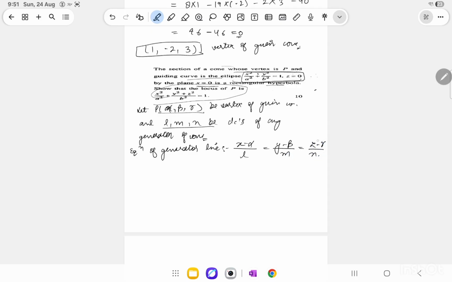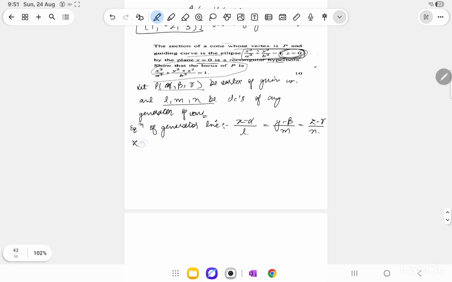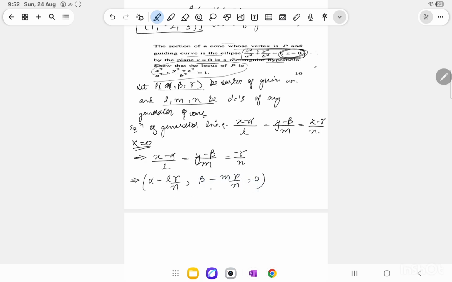So if this is my generator line, it must be intersecting the guiding curve somewhere. So if it is intersecting guiding curve, then my z must be equals to 0. So using z equals to 0, I'll get x minus alpha by L equals to y minus beta by M equals to minus gamma by N. So from here I can find out value of x and y, that will be basically alpha minus L gamma by N comma y will be basically beta minus M gamma by N comma 0. This point is basically intersecting point of a generator line in the guiding curve.